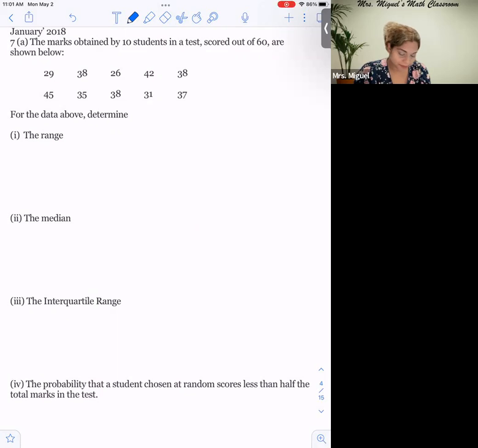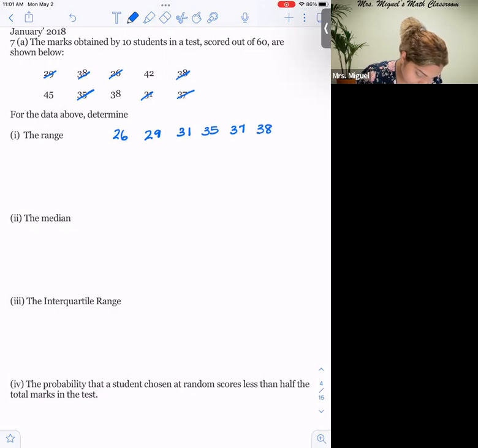So the smallest number is 26. Then we have 29, 31, 35, 37, 38, 38, 38, 42, and 45. 1, 2, 3, 4, 5, 6, 7, 8, 9, 10.